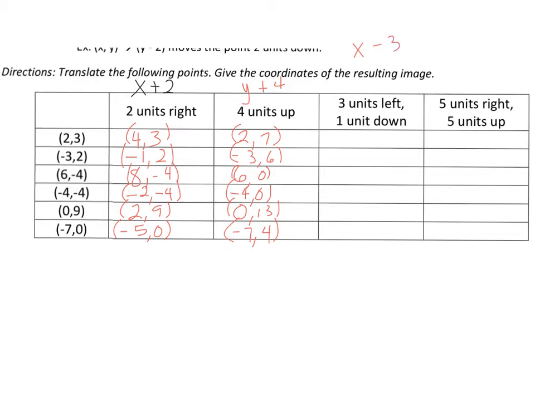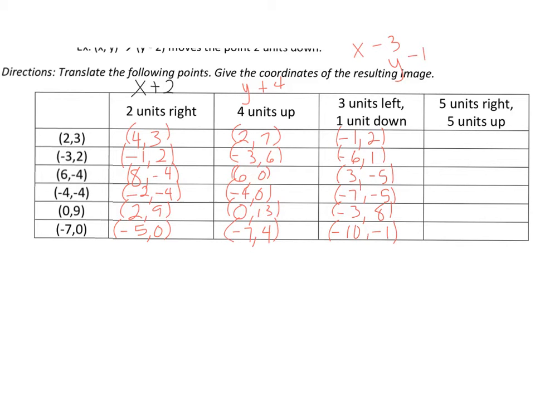Now if we move it 3 units to the left, that means that we're going to minus 3 from our x value. And 1 unit down means we're going to minus 1 from our y value. So 2 minus 3 is negative 1, and 3 minus 1 is 2. Negative 3 minus 3 is negative 6. 2 minus 1 is 1. 6 minus 3 is 3. Negative 4 minus 1 is negative 5. Negative 4 minus 3 is negative 7. Negative 4 minus 1 is negative 5. 0 minus 3 is negative 3. 9 minus 1 is 8. Negative 7 minus 3 is negative 10. 0 minus 1 is negative 1.